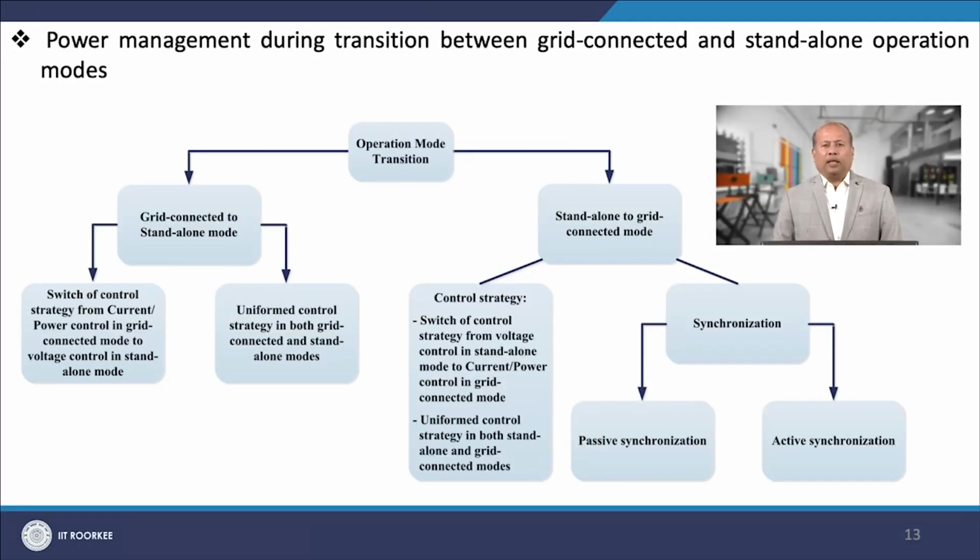The power management strategies are also categorized based on mode transition from grid connected to islanded and vice versa. While transitioning from grid connected to islanded, the power control strategy need to be shifted from the current control in grid connected mode to voltage control in standalone mode. Similarly, while transitioning from standalone to grid connected mode, the control strategy switches from voltage control to power control mode. The transitioning also requires synchronization to the grid prior to power transfer through active and passive synchronization techniques.